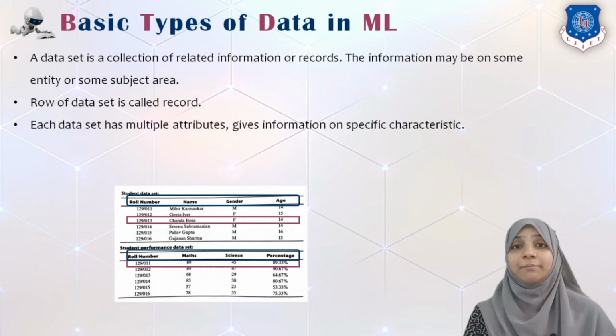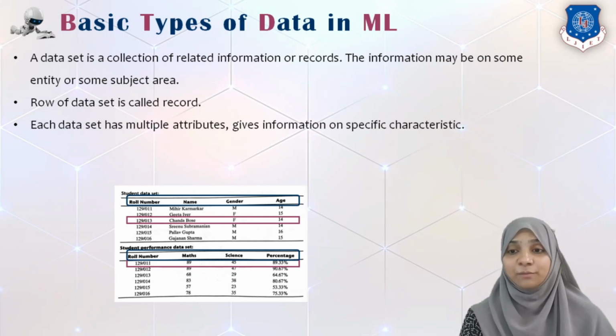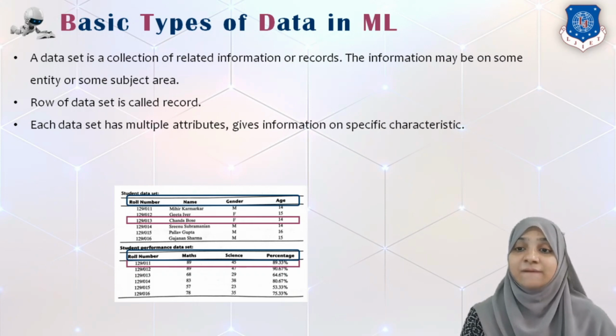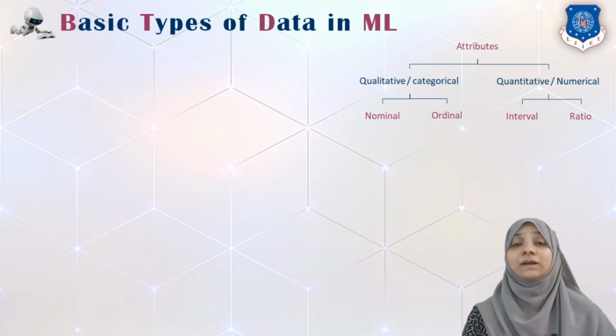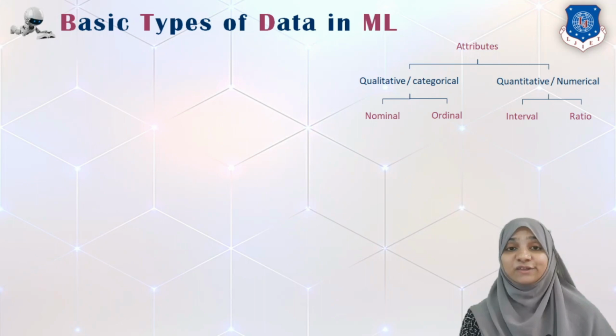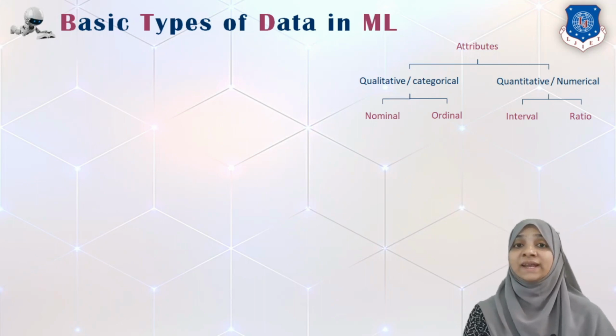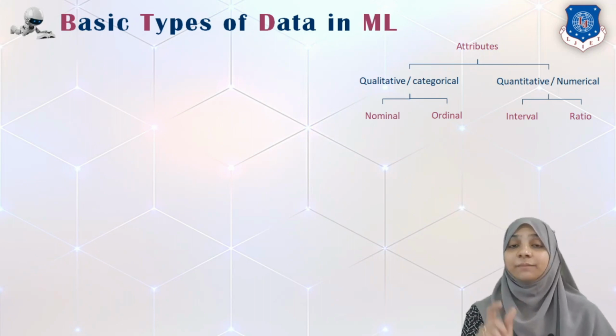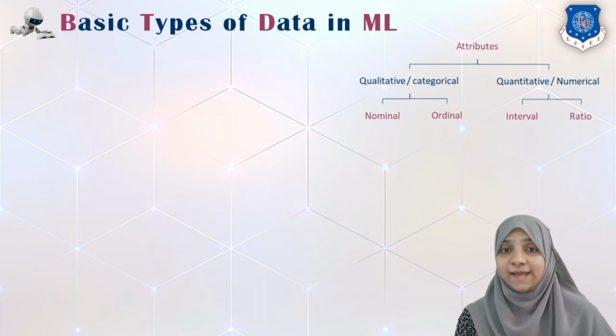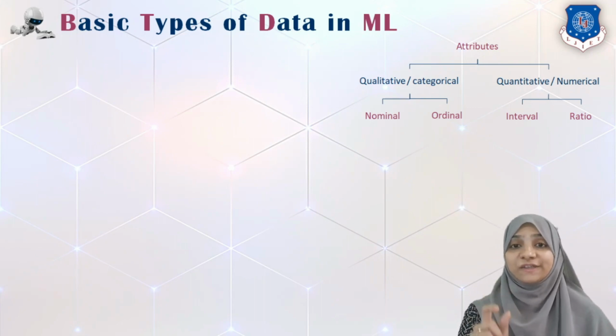The blue highlighted part of the data is called the attribute set, or the columns of the data set. In each data set, we might have multiple attributes and multiple records, which give information about specific characteristics. We were discussing types of data in machine learning. The data is represented in the form of rows and columns, and each cell value is called basic data. That basic data or entry in a particular cell is called a data set entry.